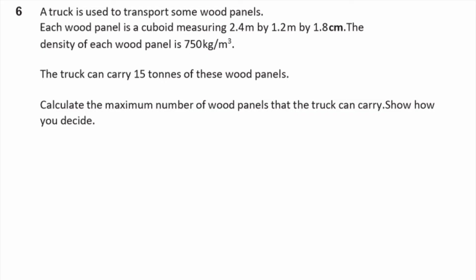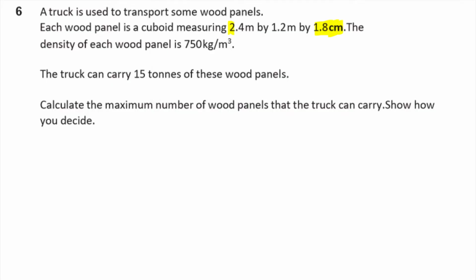Question 6. A truck is used to transport some wood panels. Each wood panel is a cuboid measuring 2.4 meters by 1.2 meters by 1.8 centimeters. It's in bold. Obviously, it's something that students often miss. The density of each wood panel is 750 kilograms per cubic meter. The truck can carry 12 tons of these wood panels. Calculate the maximum number of wood panels that the truck can carry. Show how you decide. Okay. So I think what we need to do is work out the volume of these panels first off.